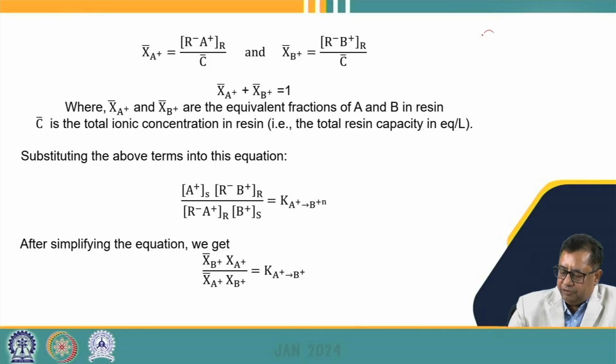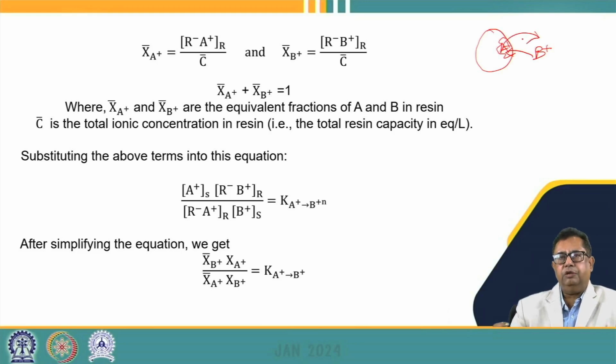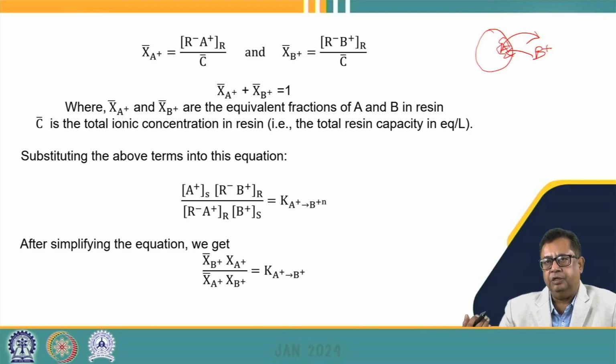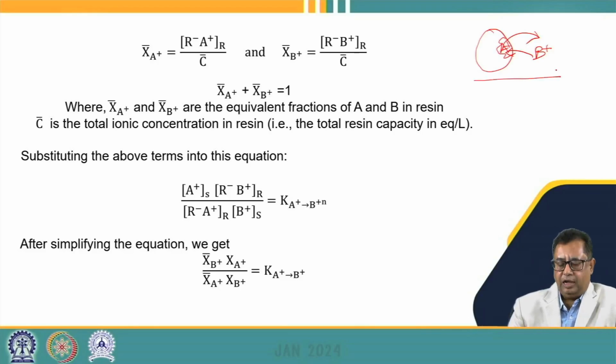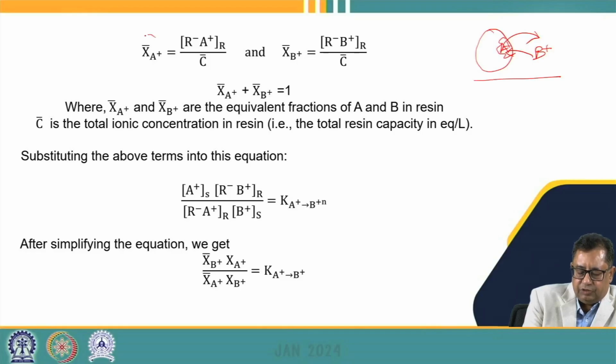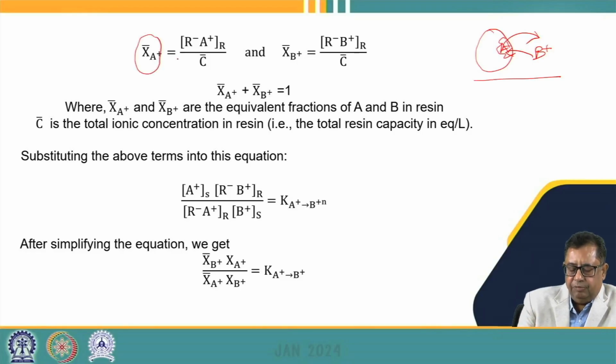Now, similarly, when we have a resin, the resin has A plus ions, and A plus ions and B plus ions are there in the solution. Now the B plus ions are replacing A plus ions and the A plus ions are going into the solution. Then at a certain point, equilibrium happens, that is, the rate of replacement is equal to the rate at which ions are going out of the resin. Right? In that case, at equilibrium, the fraction of the A plus on the resin will be given by R minus A plus, that is the concentration of the A plus ions on the resin, divided by C bar.